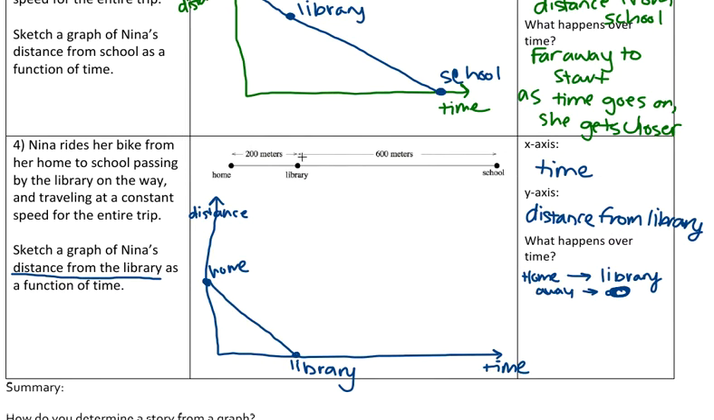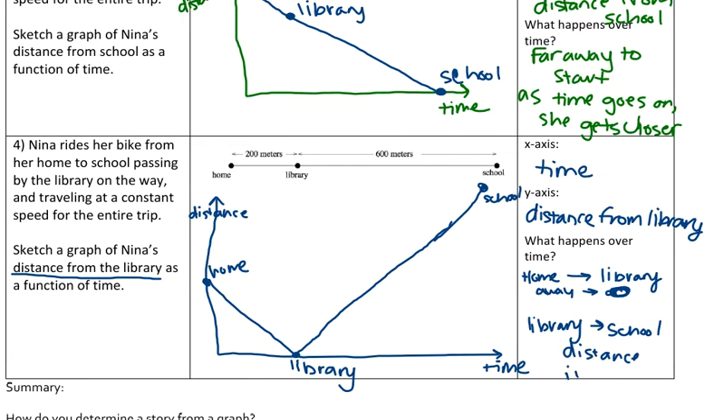Then she goes to school, and school is 600 meters away, so it's going to increase as she goes to school. She gets further and further away from the library. And it's even going to go past that home because it's 600 meters away, not just 200. It's going to keep going and going. So that would be about school there, okay? So from the library to school, our distance increases. My handwriting is really bad today, so make sure you're listening.